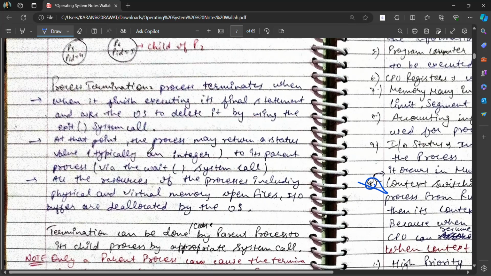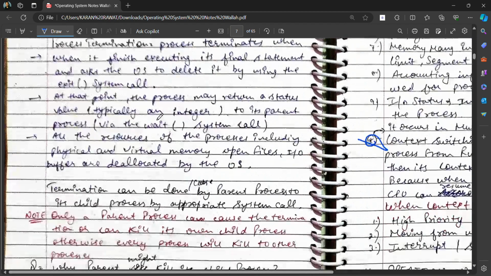Now process termination means the process has completed its task and now needs to be terminated. A process terminates when it finishes executing its final statement and asks the operating system to delete it by using the exit system call. See, the create process system call is used to create processes, and the exit system call is used to terminate the process. At that point, the process may return a status value, typically an integer, to its parent process by the wait system call. Okay. So whenever we terminate, that particular process may return a status value, typically an integer, to its parent process with the help of the wait system call.